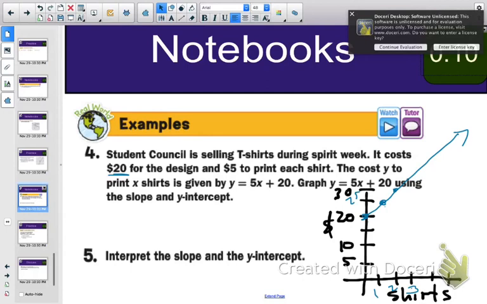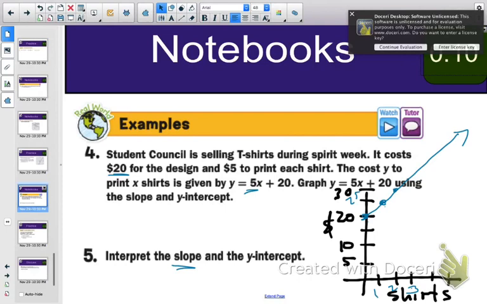Okay, and then 5, it says interpret the slope and the y-intercept. So when it says interpret, that means it wants you to write out what each one of them means in the context of the problem. So the slope is 5 here. So that just means that that's how much it's changing by. So it costs $5 to print each additional shirt. So 1 more shirt costs $5 more. Okay, so that's a rate of change. So whenever it's talking about slope, that's what it's asking. How much does the y increase when the x goes up by 1, basically.